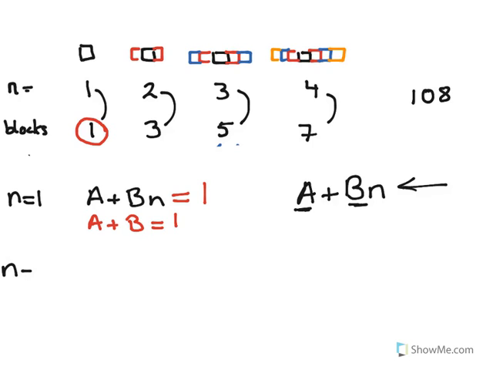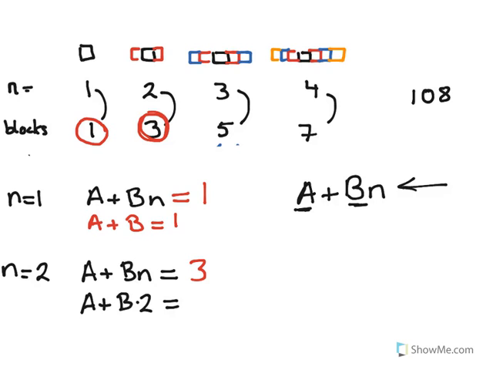Then we substitute n equals 2 instead. What happens then? We have the same equation again, a plus bn equals, and we look at what answer we get when n equals 2. The answer for n equals 2 is 3. So a plus bn equals 3. But we know that n equals 2, so a plus b times 2 equals 3. Now we have 2 equations and 2 unknowns. We know that a plus 2 lots of b equals 3, but we also know that a plus b equals 1.